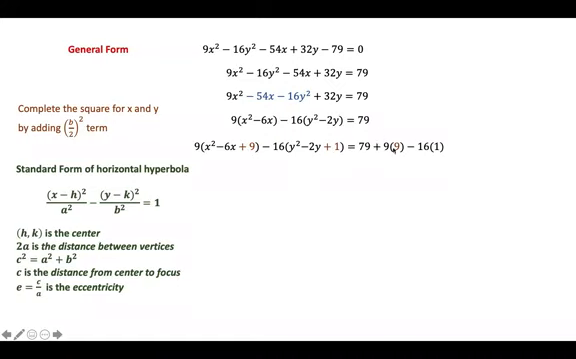And then we have to make sure that we account for it on the other side of the equal sign. So in order to do that, we'll do plus 9 times 9, minus 16 times 1, and the 1 comes from right there. Then let's factor what's inside of each of these parentheses, so that we'll have x minus 3 squared and y minus 1 squared. And then we simplify the right to get 96.